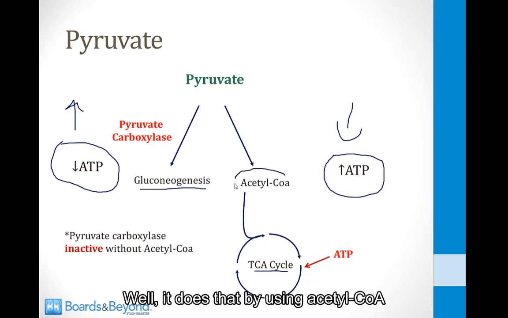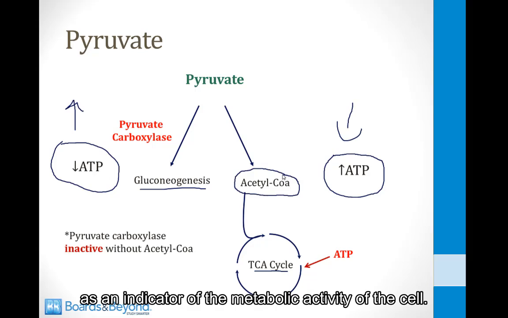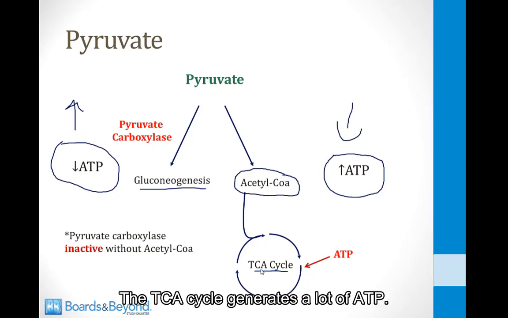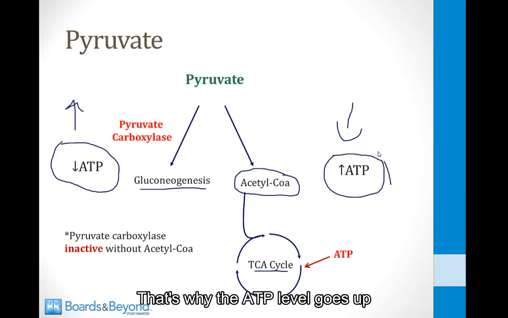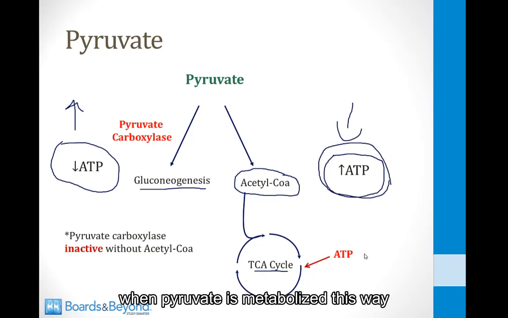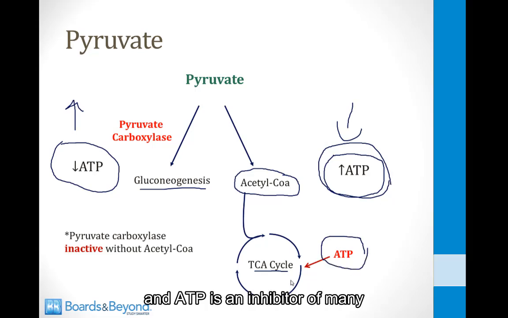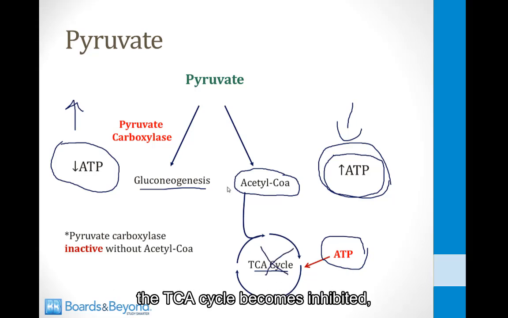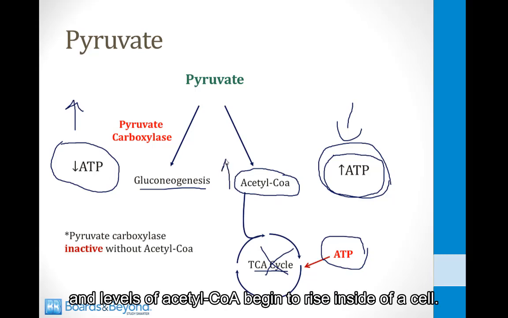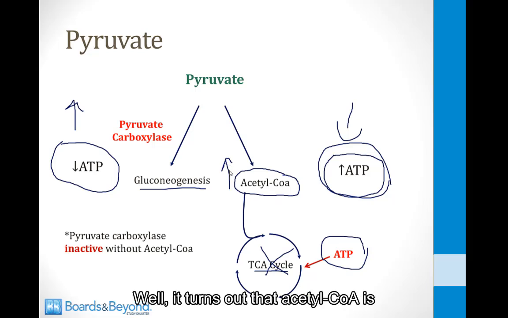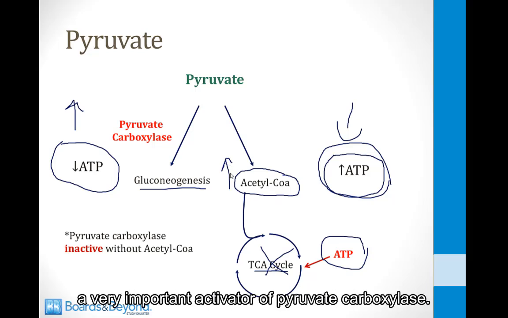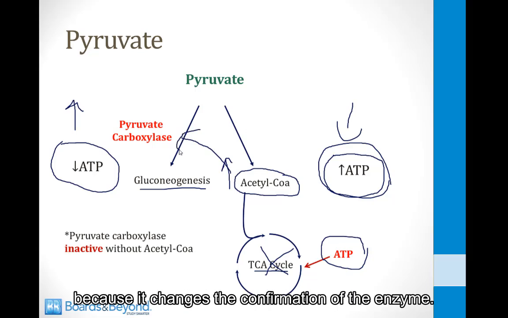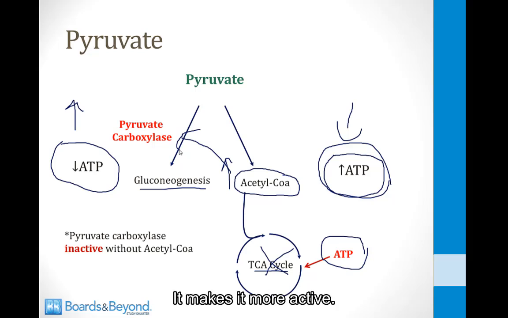Well, it does that by using acetyl-CoA as an indicator of the metabolic activity of the cell. The TCA cycle generates a lot of ATP. That's why the ATP level goes up when pyruvate is metabolized this way. And ATP is an inhibitor of many of the enzymes of the TCA cycle. That means that when ATP levels get high, the TCA cycle becomes inhibited and levels of acetyl-CoA begin to rise inside of a cell. Well, it turns out that acetyl-CoA is a very important activator of pyruvate carboxylase. It's called an allosteric activator because it changes the conformation of the enzyme and makes it more active.